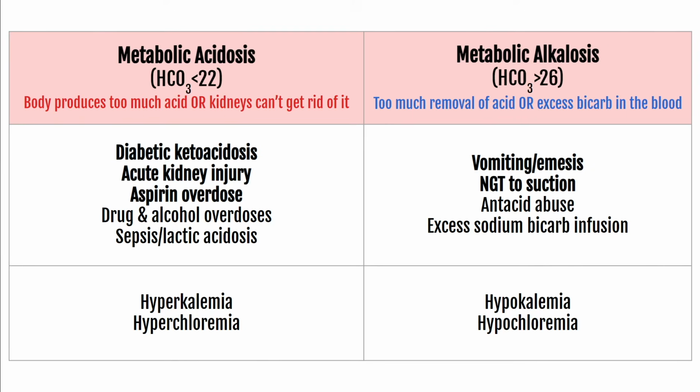You can also see metabolic acidosis in diabetic ketoacidosis, which is going to be a big one, aspirin overdose, lactic acidosis, or with electrolytes. So if you're hyperkalemic or hyperchloremic. And I do have a funny way of remembering which electrolyte abnormalities go with which metabolic imbalance.